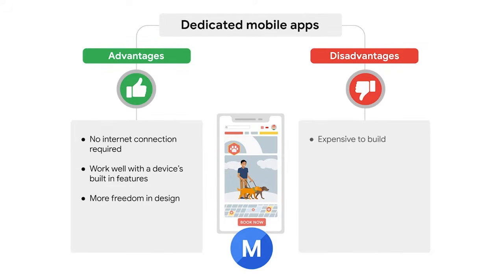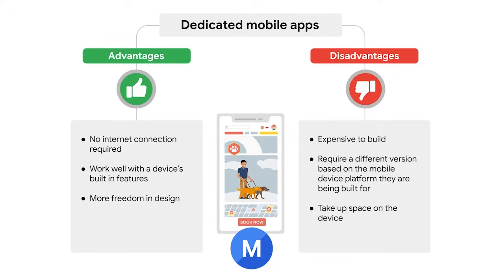There are also disadvantages to dedicated mobile apps. First, dedicated mobile apps are more expensive to build than responsive web apps. Second, they require a different version based on the mobile device platform they're being built for, Android or iOS. They also have to go through approvals before launching on the App Store for iOS or Google Play for Android. Finally, mobile apps take up space on the device, since they have to be downloaded. Oftentimes, less expensive devices have more limited storage, which can make downloading mobile apps a challenge.